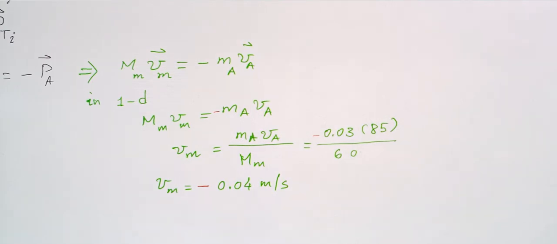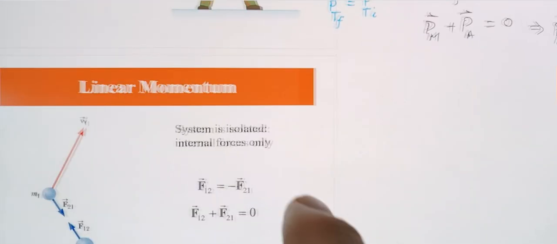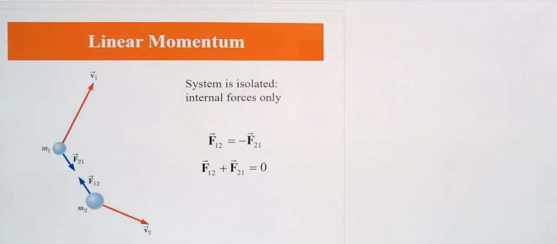However, I went so slow just to go into details. Here the minus sign is important because it's a vector. We said it's a vector in one dimension, so that means minus means a direction. So if the arrow goes from left to right, which is positive, then the man will go from right to left, which is negative. Fine.